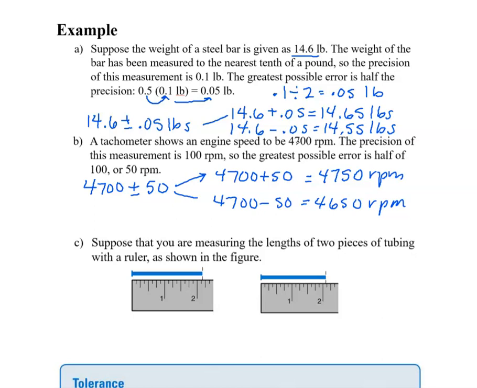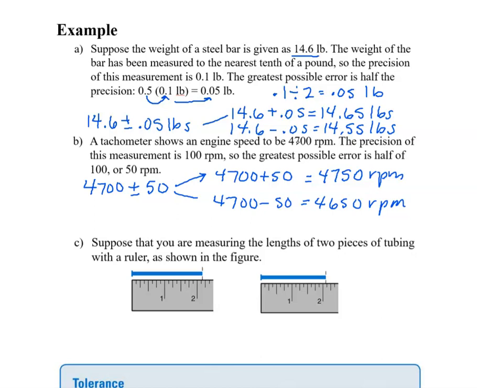So on C it says, suppose that you are measuring the lengths of two pieces of tubing with a ruler as shown in the figure. So it looks like, on a ruler, 1, 2, 3, 4, 5, 6, 7, 8. So this actually has the lines that are marked by 8ths. So this first line right here would be 2 1/8.